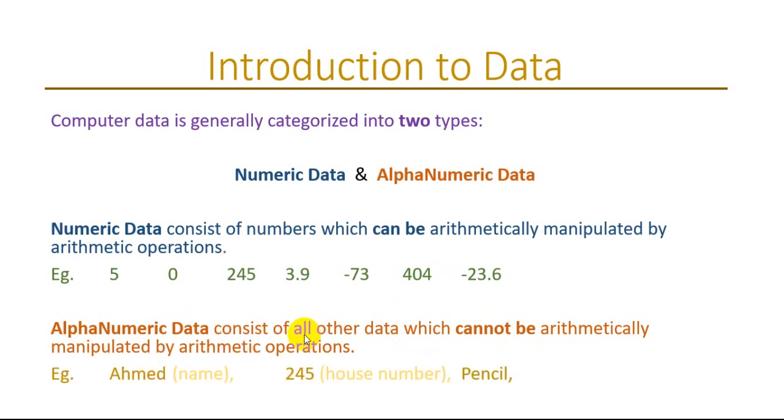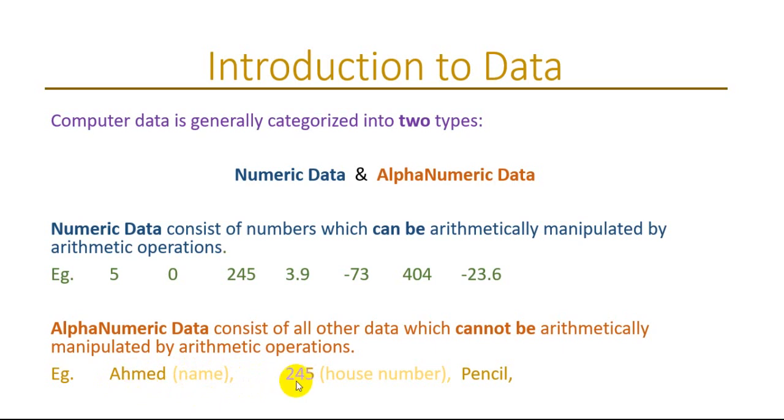Let's take some examples. Look at this name, Ahmed. Ahmed is a name, right? This name cannot be added. You can't add 5 or 3 to this, or do any addition, subtraction, multiplication, or division with this. This is somebody's name; in brackets I have put what it means. So names you don't use for any arithmetic operations.